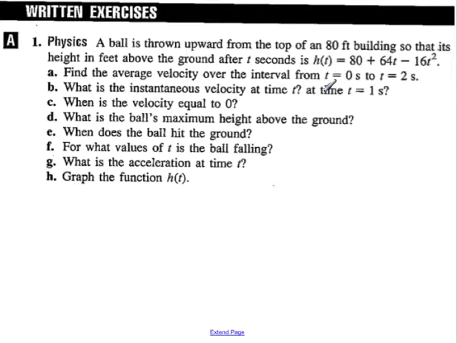All right, in our last question, it says a ball is thrown upward from the top of an 80-foot building. So that's our initial position, so that its height in feet above the ground after t seconds. Again, this is our position function. There's our initial position, this is that initial velocity, and this is our constant, for eventually we'll get our acceleration out of there if we take our second derivative. So there's our equation. It says find the average velocity.